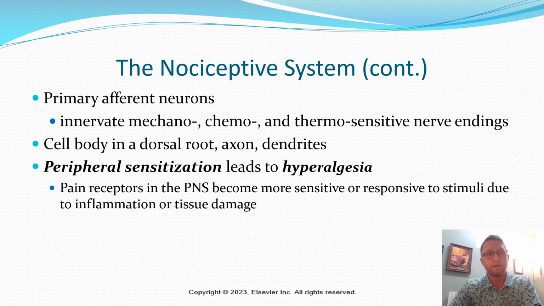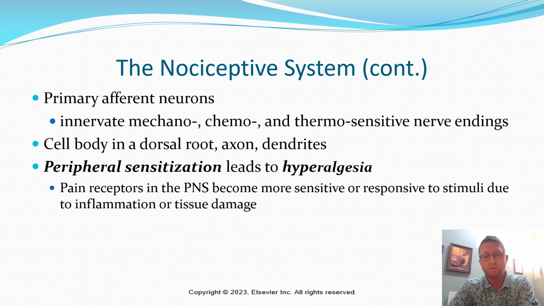So when we look at, again, just continuing along these lines of the nociceptive system, those primary afferent neurons, the ones that carry information, innervate these mechano, chemo, thermosensitive nerve endings. So there's a lot of different input that you may experience or your patients may experience that get transmitted through those afferent neurons. It can be mechanical pressure, such as your touch, if you're doing soft tissue mobilization. It can be some type of chemical response or a thermosensitive nerve ending.